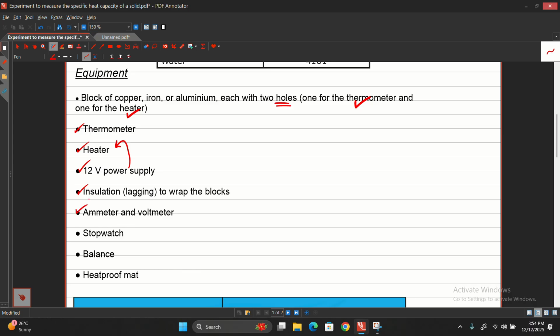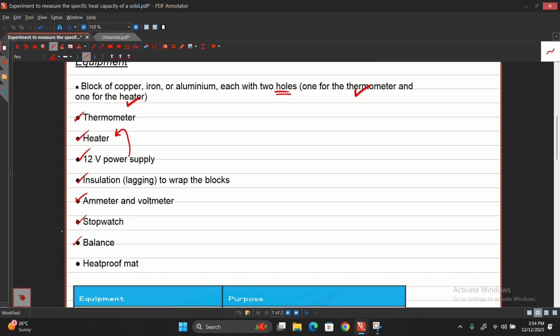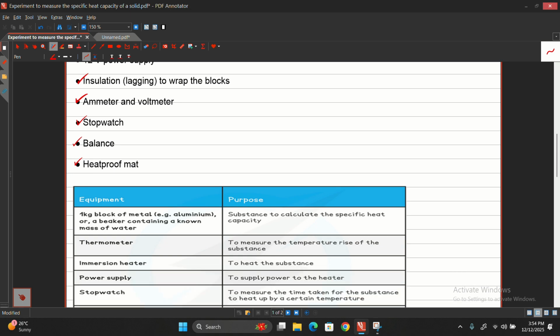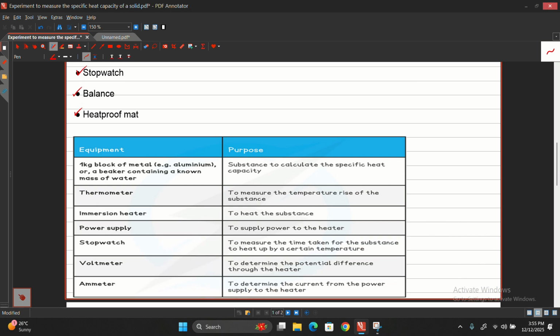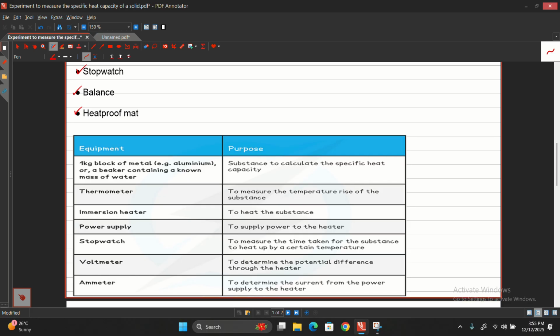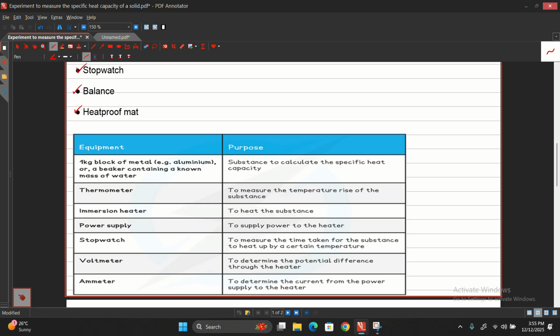Ammeter and voltmeter, which would be used to measure the current and voltage respectively. Stopwatch, which would be used to measure the time. Balance, obviously, to measure the mass of the solid block. And a heat-proof mat, which is also used to reduce the heat loss to the surroundings. So I have also summarized the purpose of each and every piece of equipment. You can just go through them once, and you will be able to remember their purposes.